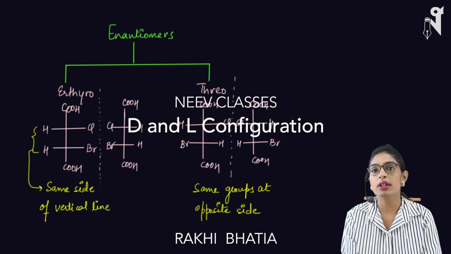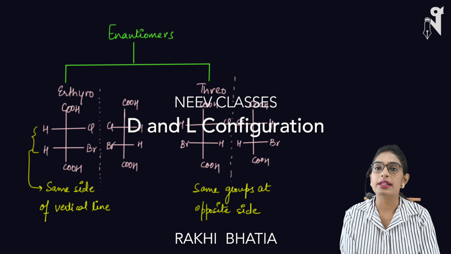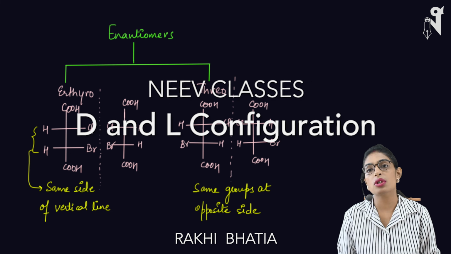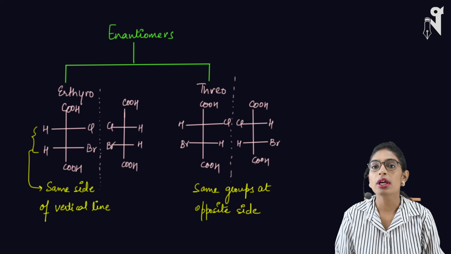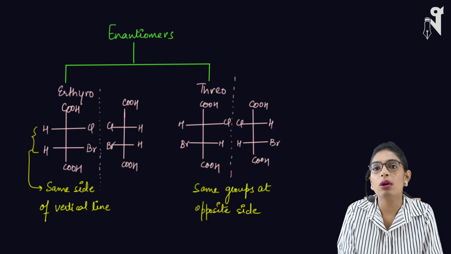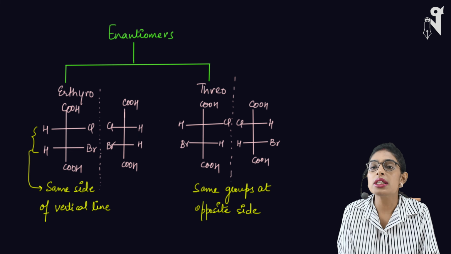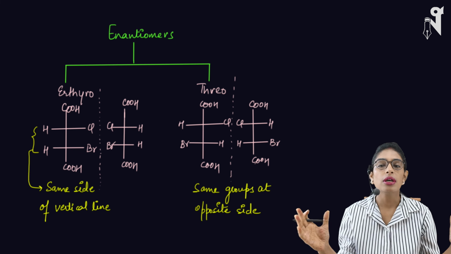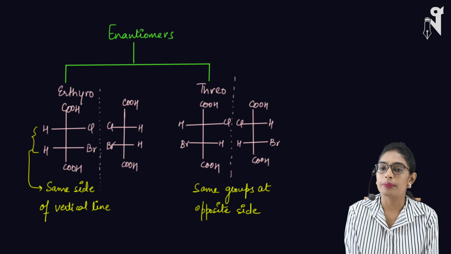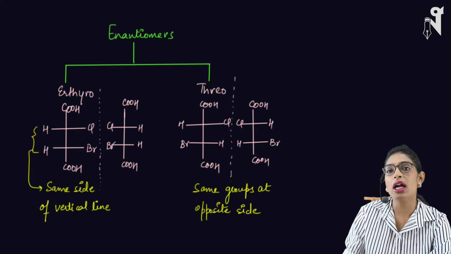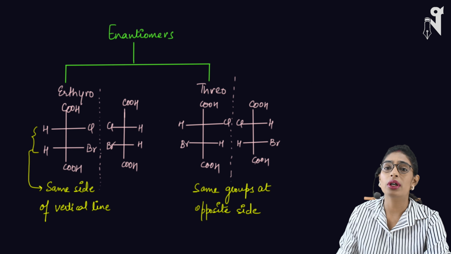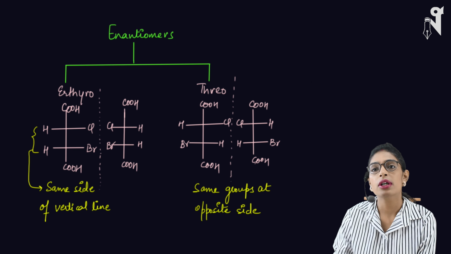Hello guys, so in the last class we had spoken about axis of symmetry. Now today we'll be talking about D and L configuration, and we'll be talking about how to find out the total number of stereoisomers for the compounds. So both of these will be covered together. Okay, so before we start D and L, I'll just go through a small quick revision.